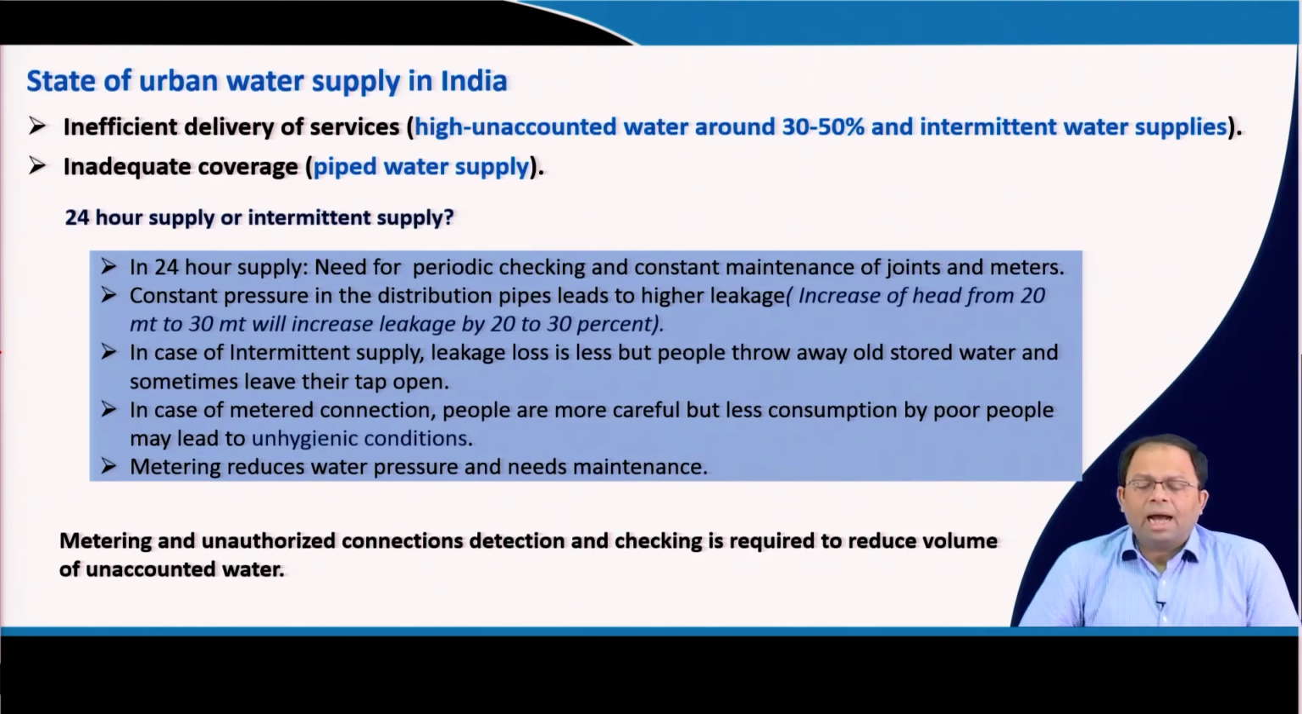Unaccounted water is basically water for which we cannot say exactly what has happened to it. For example, that water could have been lost due to leakage, it could have been stolen, or it could have been used by somebody, but there is no trace of who has used it. So, 30 to 50% of water is unaccounted, and the other reason is intermittent water supply.